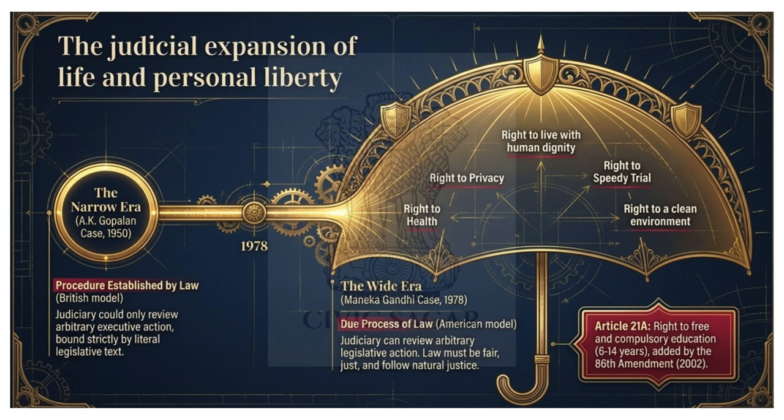Everything changed in 1978 with the wide era during the landmark Maneka Gandhi Case. The court shifted to the American model of due process of law. Now, the judiciary reviews arbitrary legislative actions too. Any law taking away life or liberty must be fair, just, and reasonable. This massive shift allowed the courts to expand Article 21 to include the right to live with human dignity, the right to privacy, a clean environment, health, and a speedy trial. Later, the 86th Amendment of 2002 added a vital branch to this tree, Article 21A, making free and compulsory education a fundamental right for all children aged 6 to 14.